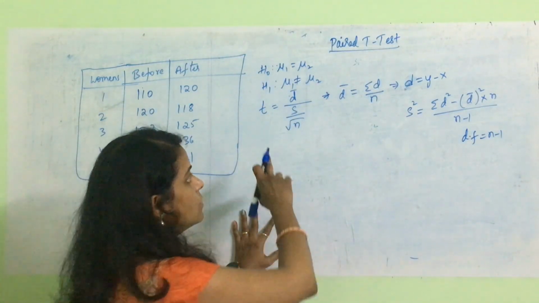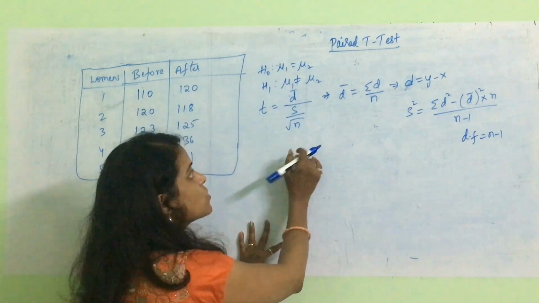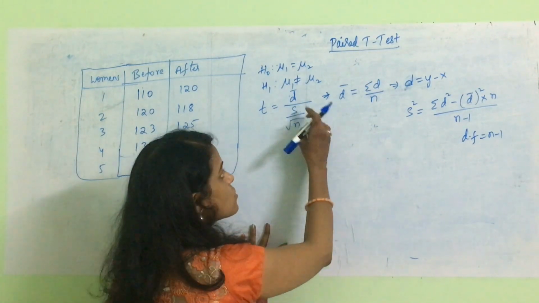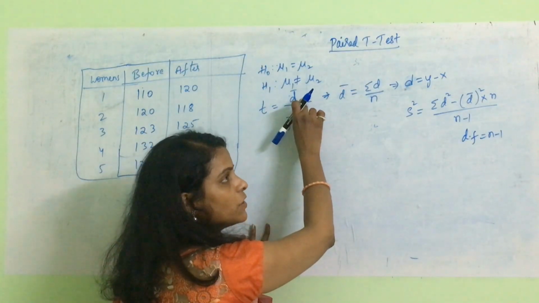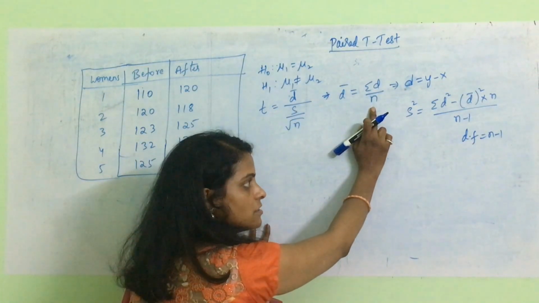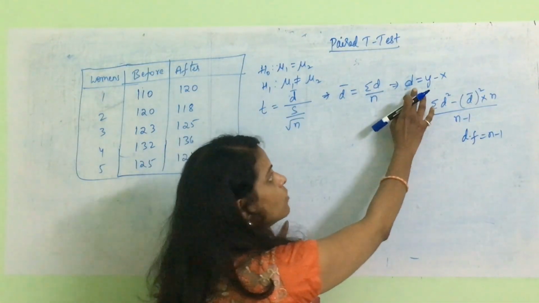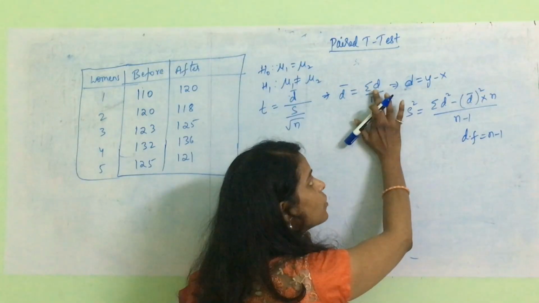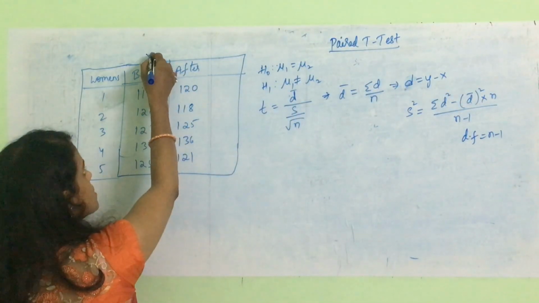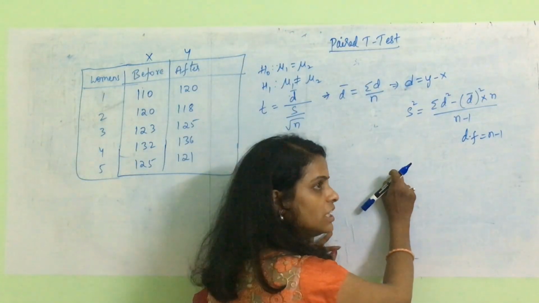So this is the formula for the paired t-test: t equals d bar divided by s by square root of n. How do we find d bar? D bar is sigma d by n. And what is d? D is y minus x, where this is x and this is y, so y minus x is your d value.